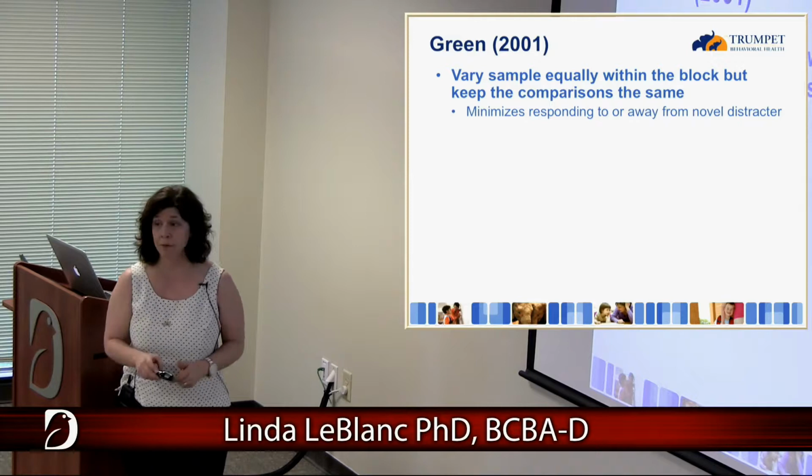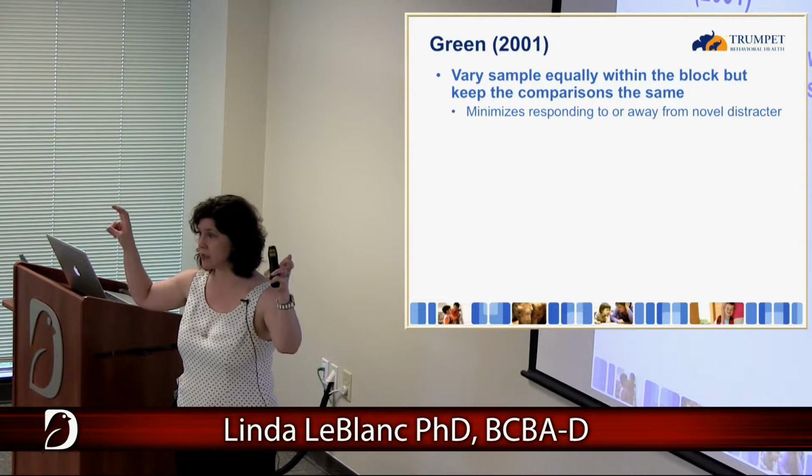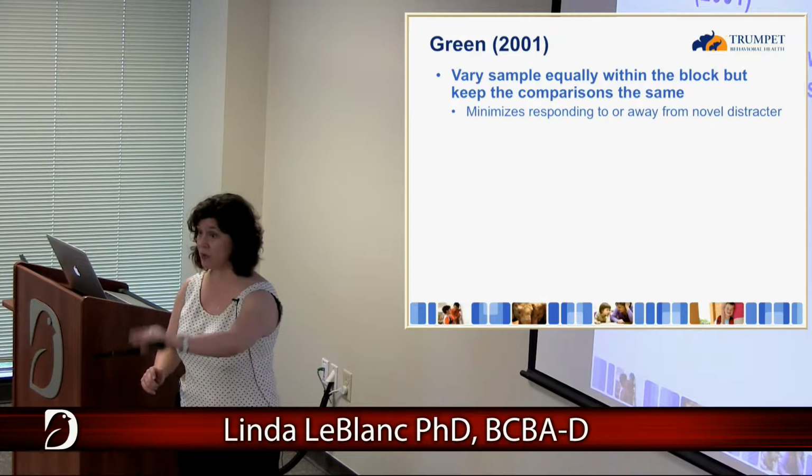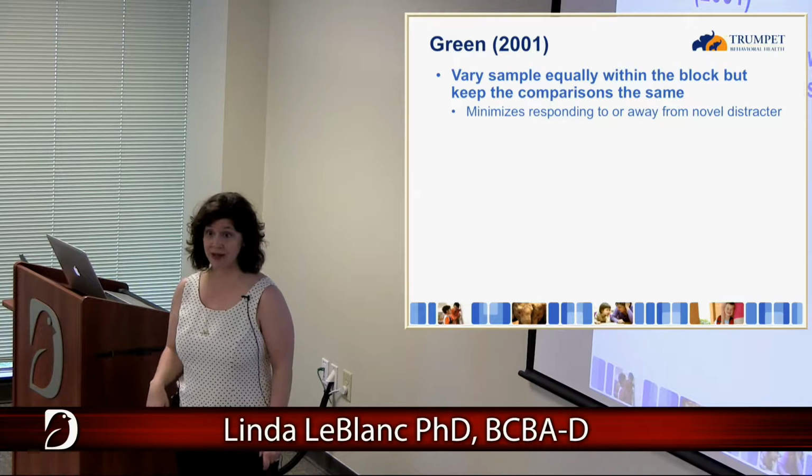One of the things that that does is it minimizes responding away from a novel distractor. So if you're constantly changing what you have as, let's say, the distractors in the array, if the thing you say is the same, pick the one that's familiar. If the thing you say is different, pick the new one. You might as well call it new one, right? Red, blue, new one.